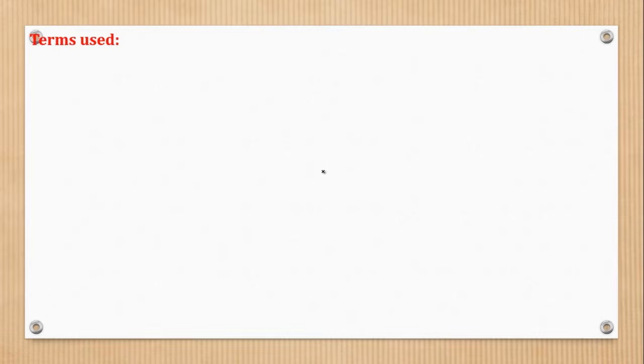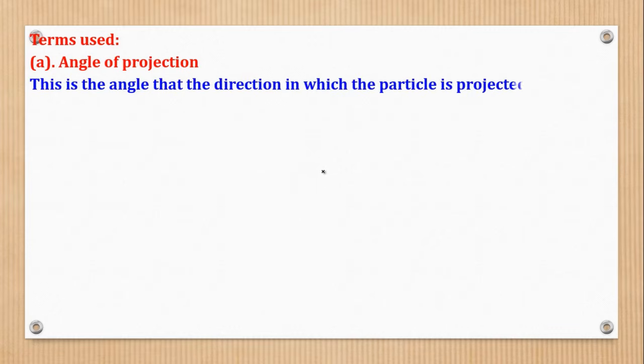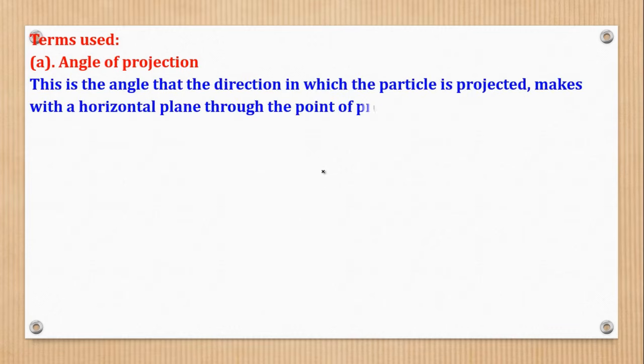Okay, now we shall go to the terms used. Some of them you have looked at, but we shall still go through them. One is the angle of projection. In the diagram you saw the value theta. That is what we call the angle of projection. This is the angle that the direction in which the particle is projected makes with the horizontal. So we project in this direction, and the angle between that direction and the horizontal will be the angle of projection.